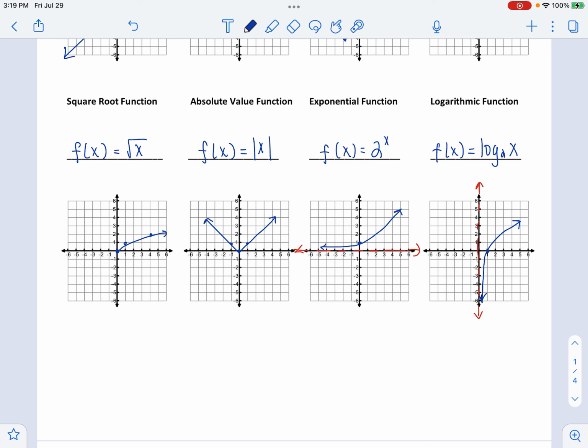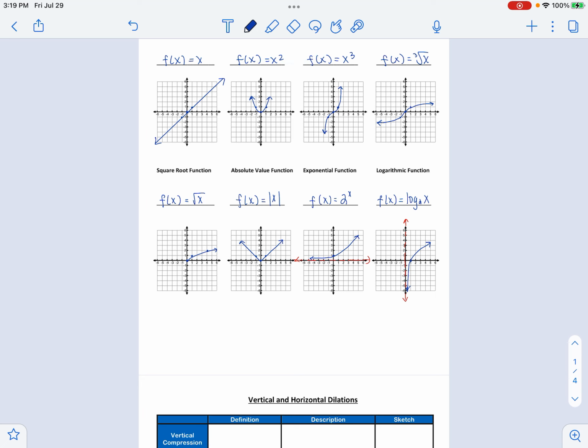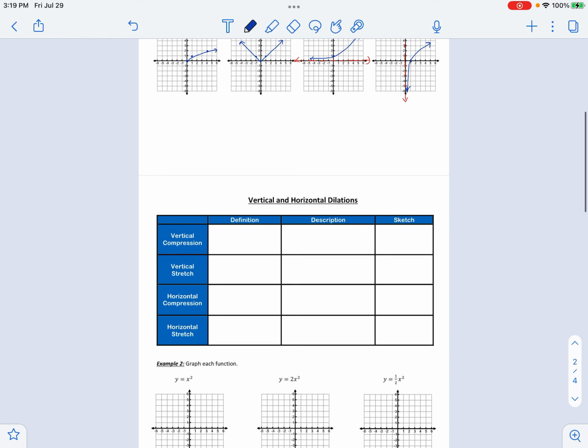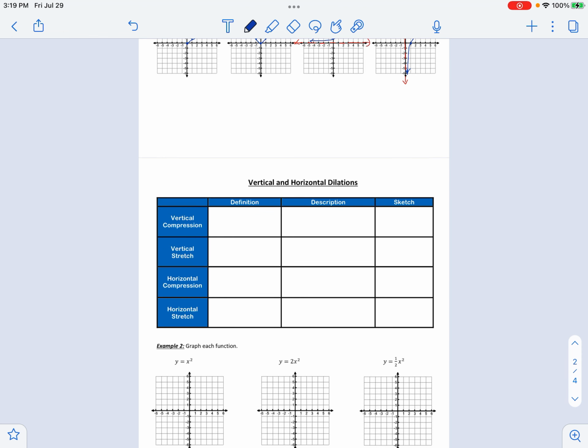All right, there's your quick sketch of what your functions look like. If you don't know them, you gotta know them. Okay, so we already did translations yesterday, which is moving your graph up, down, left, or right. So what we're gonna talk about next, which is very hard for me to talk about in a video, I'm not gonna lie, so I'll do my best.